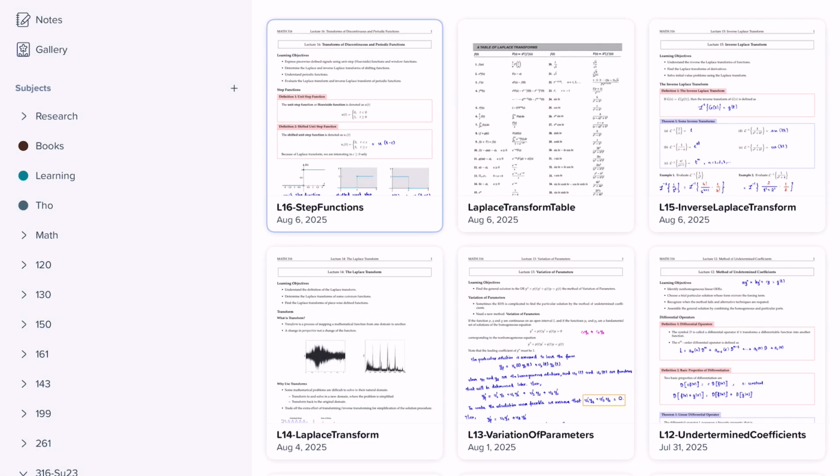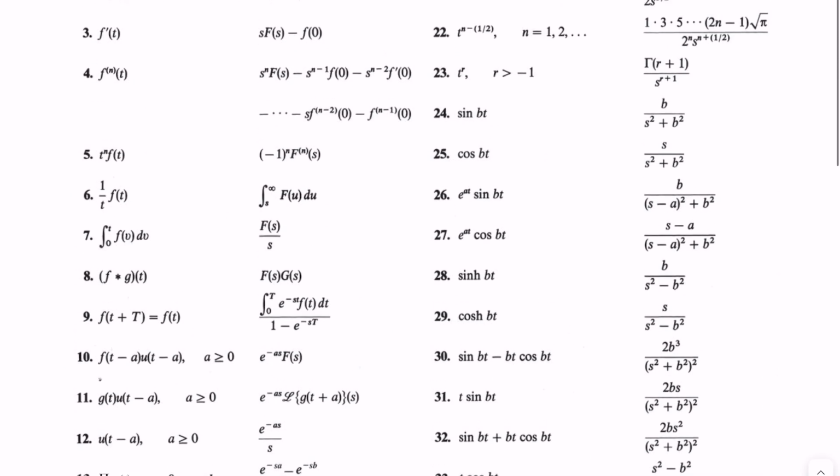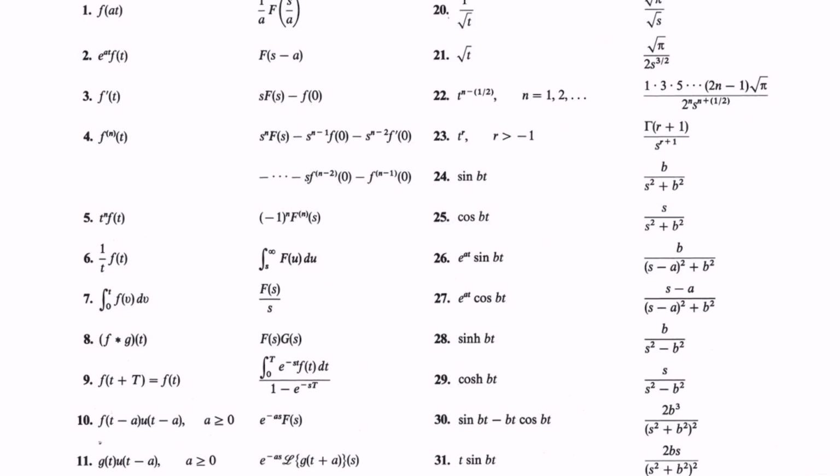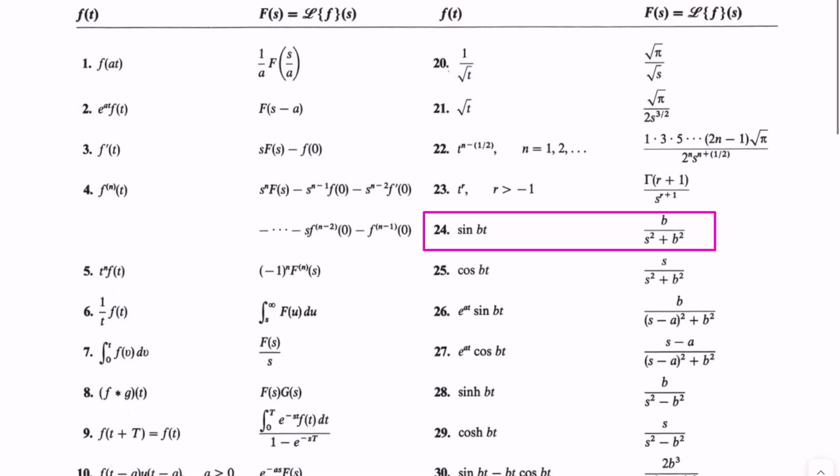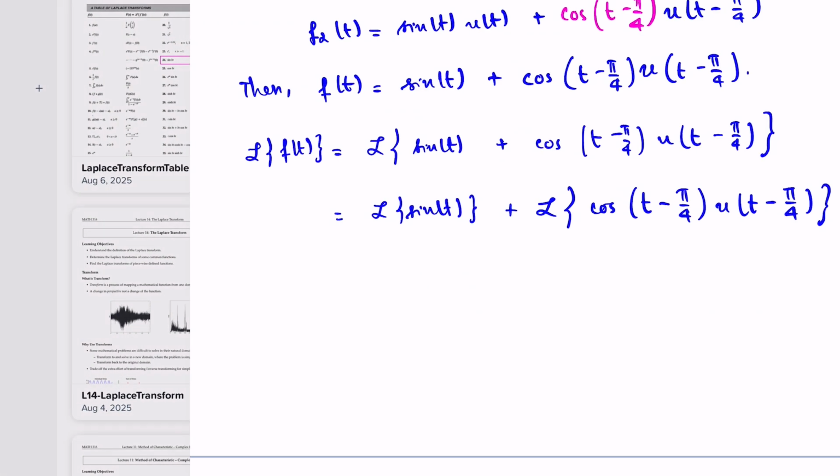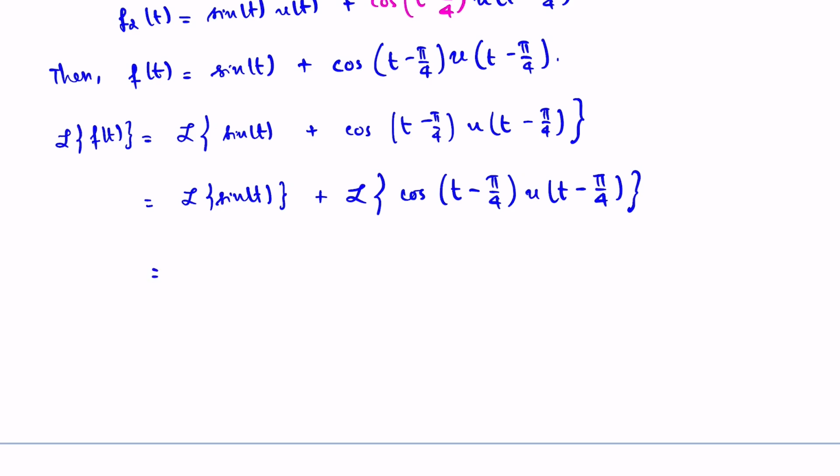So Laplace transform of sine of t is straightforward. You just need to go to the Laplace transform table right here and look at number 24. So Laplace transform of sine of t is 1 over s squared plus 1, or is equal to 1 over s squared plus 1.